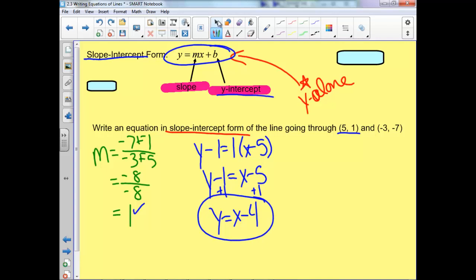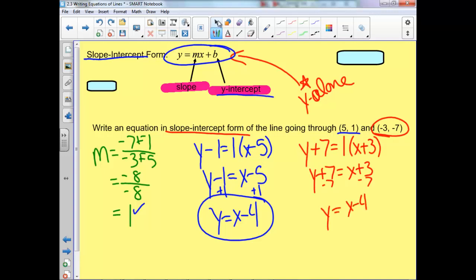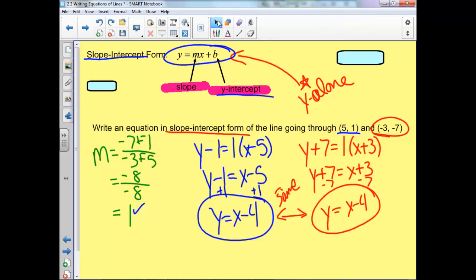If you wanted to use this second ordered pair over here, you would end up with the same thing. So I'm just going to go ahead and show you so that it doesn't matter which one you pick. Notice these are the same, and that's because it doesn't matter which ordered pair you pick. Doesn't matter.